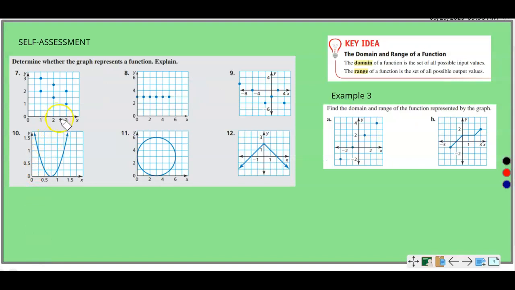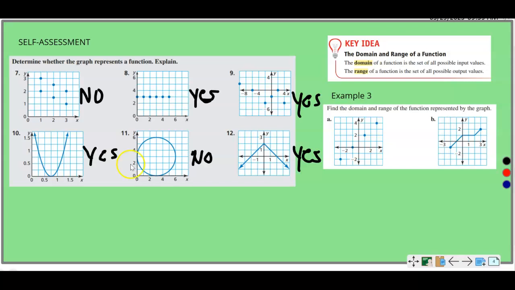All right, the next part says self-assessment, so again, pause the video and see if you can determine if 7 through 12 represent a function using the vertical line test. When you finish, unpause the video and we will answer these together.